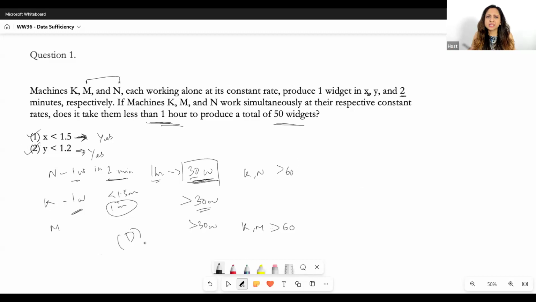Do I have to worry about any calculation? Do I have to think about anything? No, I don't have to. In any case, look, I don't have any value for X and I don't have any value of Y, right? So I don't have their actual rates. I just have that it's less than 1.5. But that is enough to tell me that they are faster than N. And it's enough to tell me that they will produce more than 50 widgets in an hour, or they'll take less than 1 hour to make 50 widgets, right?